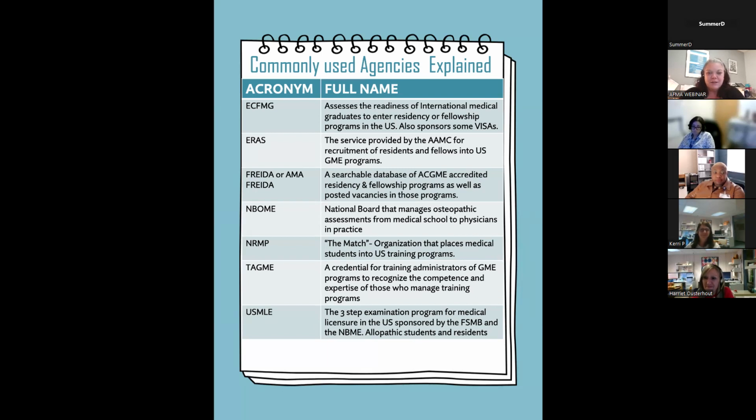Okay, good. So NBOME, National Board that manages osteopathic assessments from medical school to physicians in practice. The NRMP is the match. This is the organization that places medical students into US training programs.